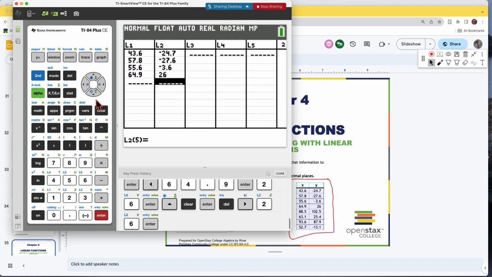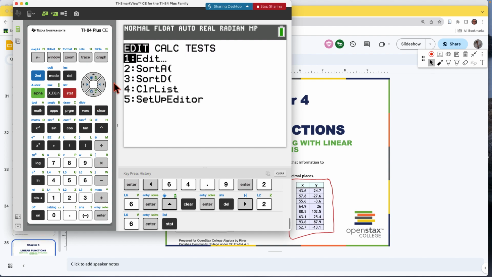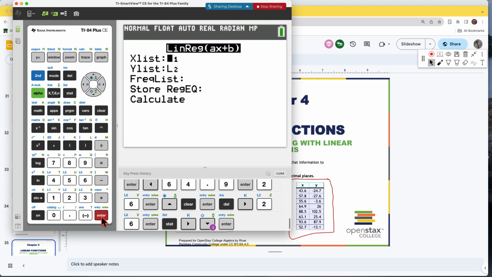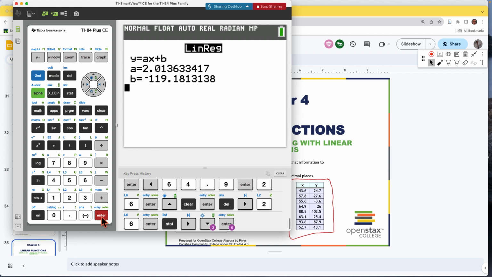Okay. You'll hit Stat again. You'll go over to Calc, and you're going to go down to number 4. And that will give you the equation of the line. Again, this is not the correct answer because I still have 4 more points to put in. But I want to show you what's actually going on here.